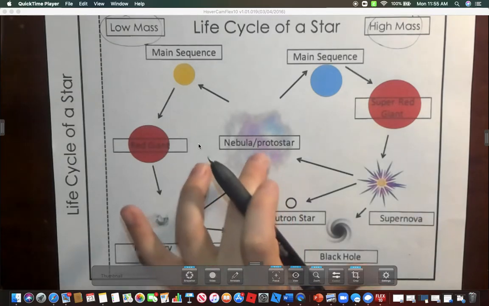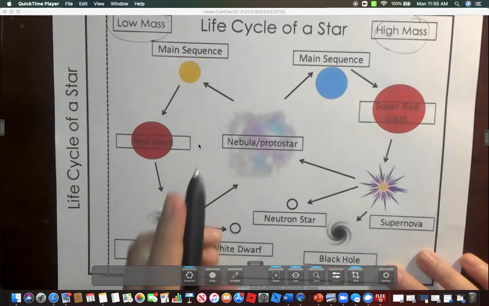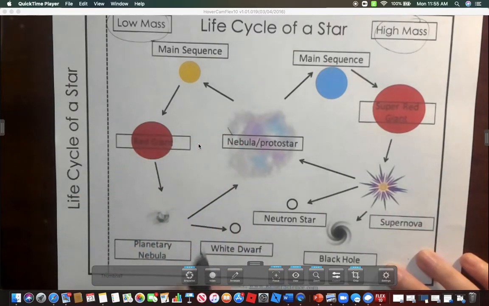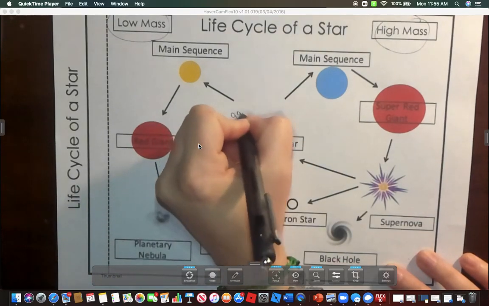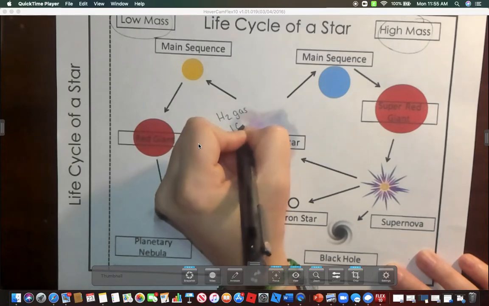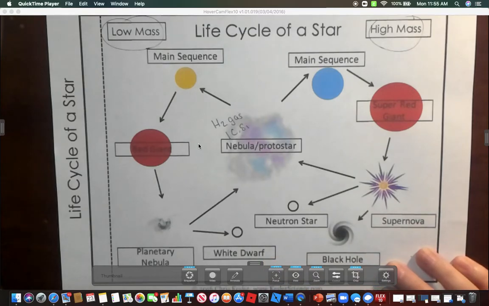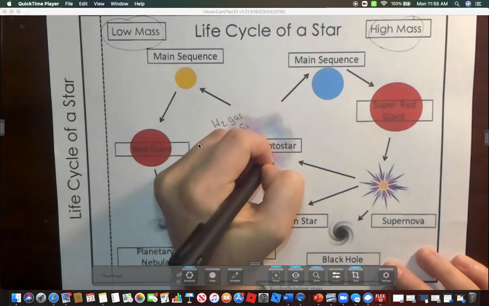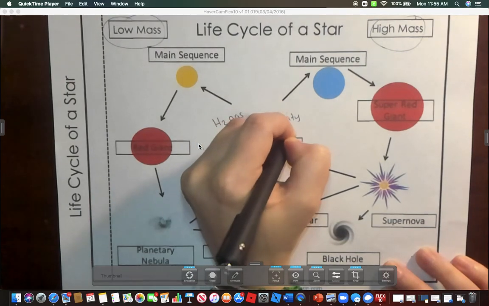We're going to start with this part right here. This is the nebula or the protostar. What we're looking at in a nebula is basically a cloud in space of gas and dust. We have basically hydrogen gas, and our dust is going to be carbon or silicon. Dust and gas collect in clouds, and it continues to collect and collect until gravity begins to pull that dust and gas together. That is what we call a protostar. So we have gravity pulls together.